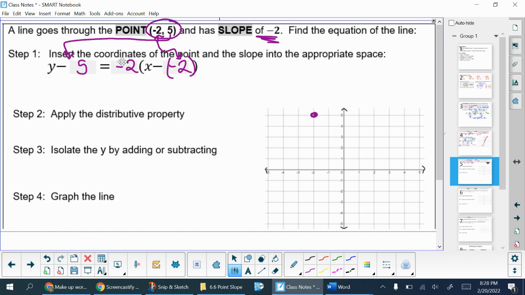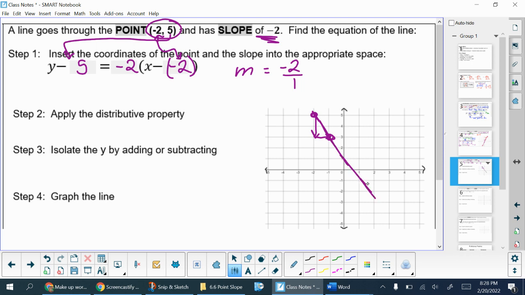My slope right here is negative 2. If you remember, a slope of negative 2 means negative 2 over 1. So it means I'm going down 2 and over 1. I get that point. And now I can go ahead and graph my line. Sometimes it helps to do that multiple times. You're going to see as many times as I go down 2 and over 1, I always end up right back on my line.